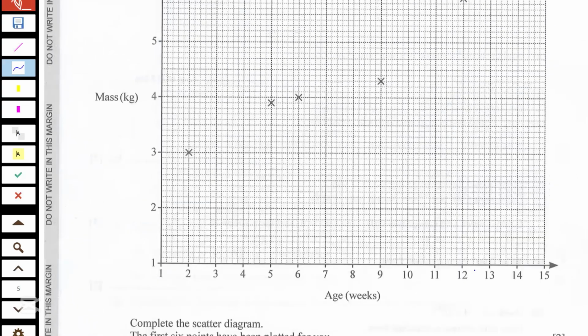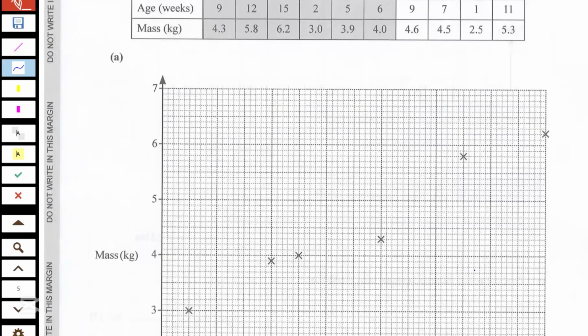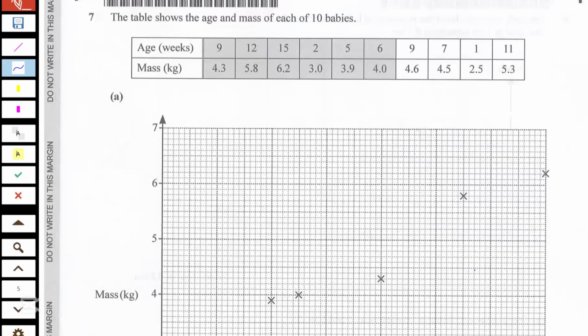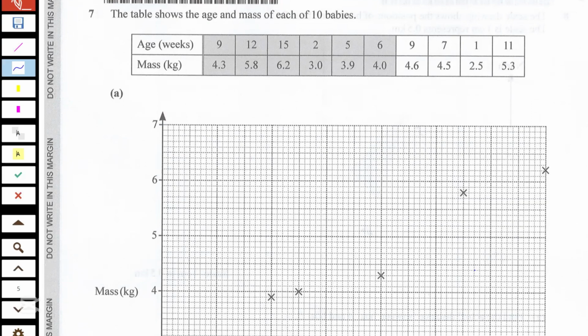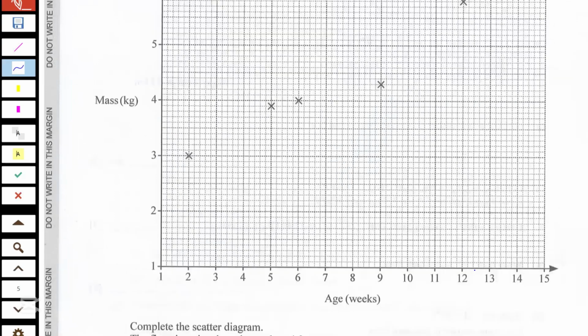So let's see. The shaded one has been plotted for you. We have age in weeks on the x-axis and mass in kilogram on the y-axis. So I've got 9 and 4.6. Let's locate 9 on the x-axis. This is 9, on the x-axis. And then we have 4.6 on the y-axis. So let's see this.